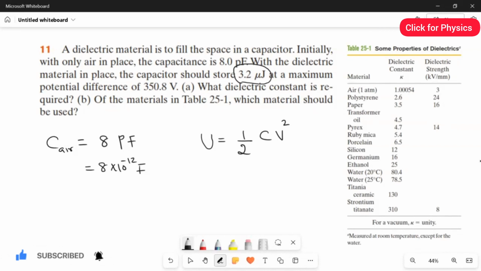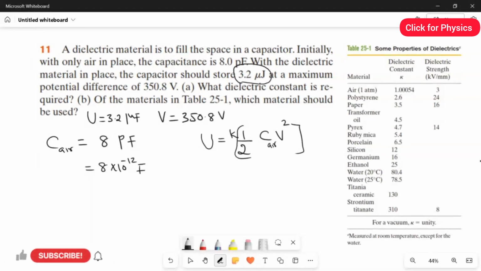Since we are going to find the dielectric constant, we multiply this term by K: half, multiplied by K, multiplied by C. Here C is nothing but the capacitance for air, multiplied by the potential square. The potential value is already given in the question, 350.8 volt, and they also mention the maximum energy stored, 3.2 microjoule. Micro means 10 to the power of minus 6. Using this relation, I am going to rearrange this equation in terms of K.